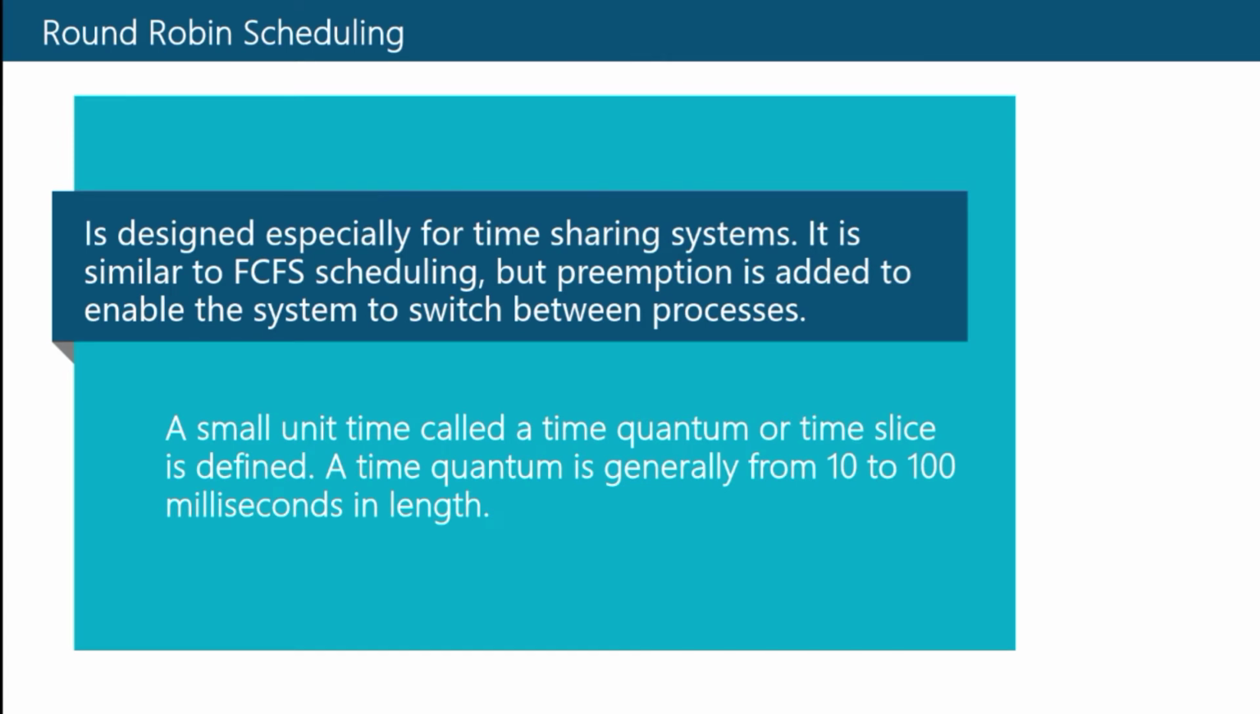Another CPU scheduling algorithm is round-robin scheduling. It is designed especially for time-sharing systems. It is similar to FCFS scheduling, but preemption is added to enable the system to switch between processes. So later on, we'll have our example. A small unit of time called a time quantum or time slice is defined. A time quantum is generally from 10 to 100 milliseconds in length.